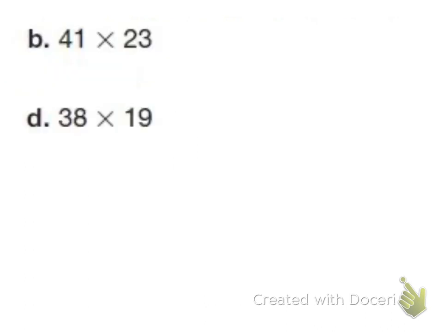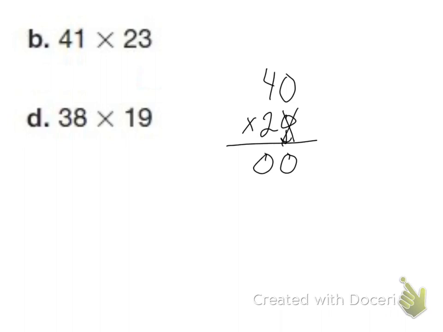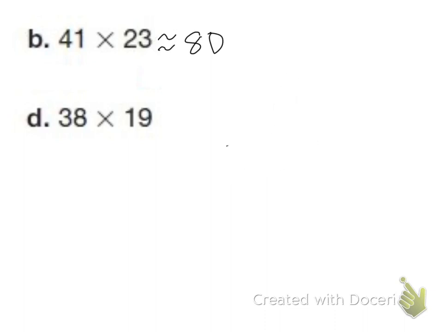All right, so let's multiply 41 times 23 by rounding. So 41 I would round to 40, and 23 I'd round to 20. So the 0 we just drop down and cross it off. 2 times 0 is 0, 2 times 4 is 8. So this is about equal to 80. When it's an estimate, we use a squiggly line equal sign. All right, let's do the next one.